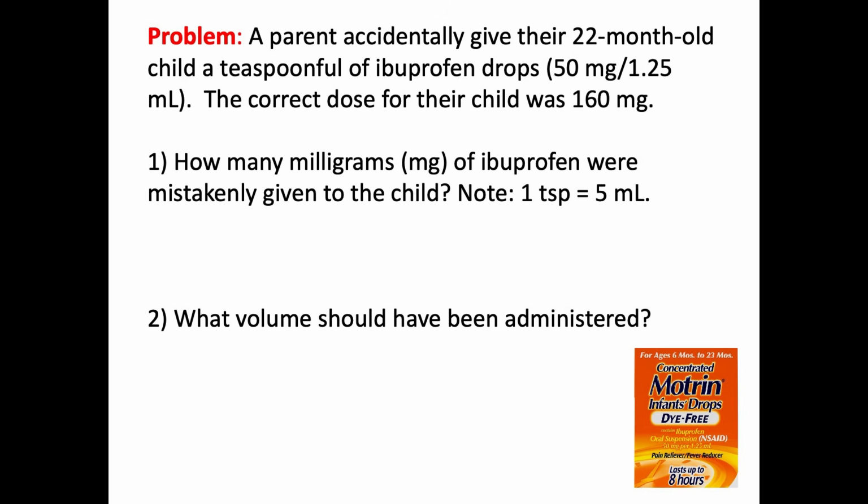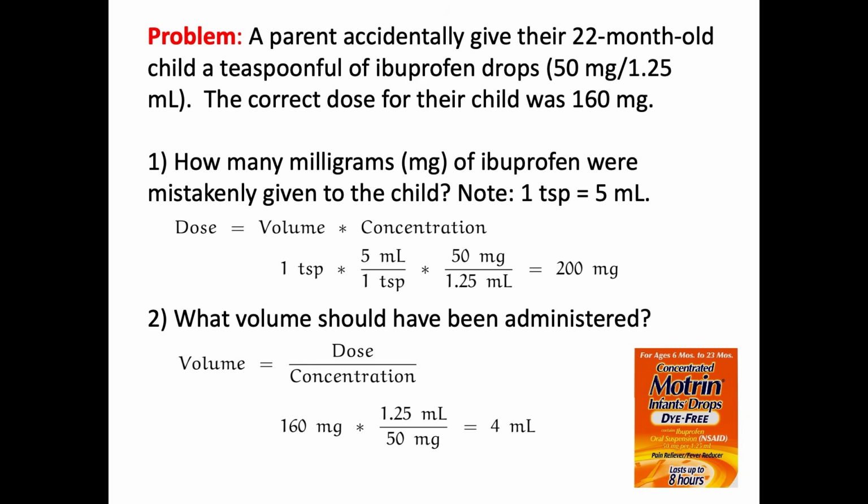Again, let's do another real-life example of these types of errors that have occurred. So here we have a parent accidentally giving their 22-month-old child a teaspoonful of ibuprofen drops. Now, these drops have a concentration of 50 milligrams per 1.25 milliliters, and you can kind of see that in the box picture I gave you there. Now, the correct dose for their child was supposed to be 160 milligrams. So my first question to you is, how many milligrams of ibuprofen were accidentally or mistakenly given to the child? When they gave them a teaspoonful, how many milligrams did they actually receive?